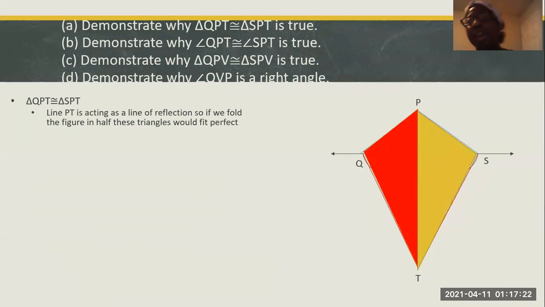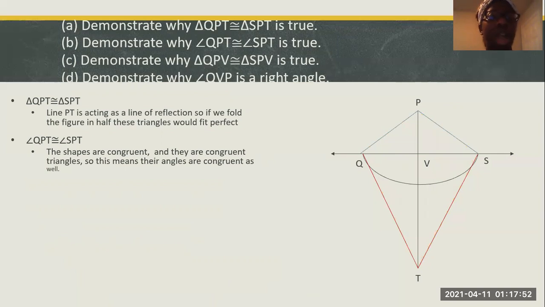So from right here, from eye distance, we see that they are congruent. But to make this really congruent, you can say by the angles, they are congruent triangles, which means they have the same angles and size. So line PT is acting as a reflection. If we fold the figure in half, these are perfect triangles and they will fit.